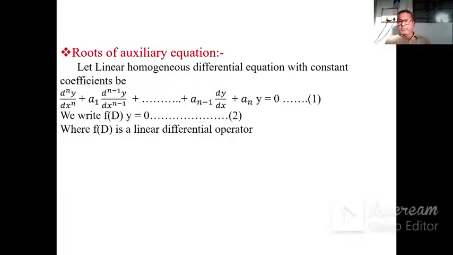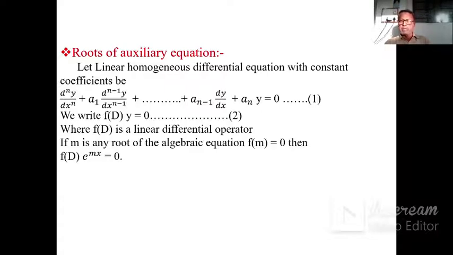We write this differential equation in the notation as f(D) y equals 0. We know what f(D) is: D to the power n plus a1 D to the power n minus 1 plus ... a_(n-1) D plus a_n. This is f(D), where f(D) is the linear differential operator. From this f(D), we obtain f(m) equals 0, which is the auxiliary equation.